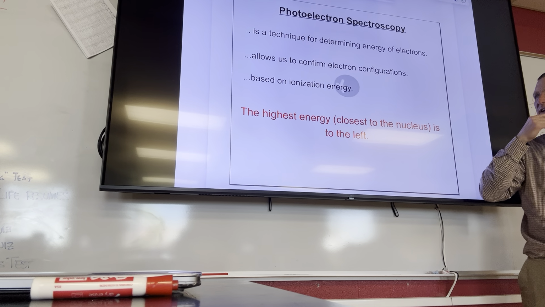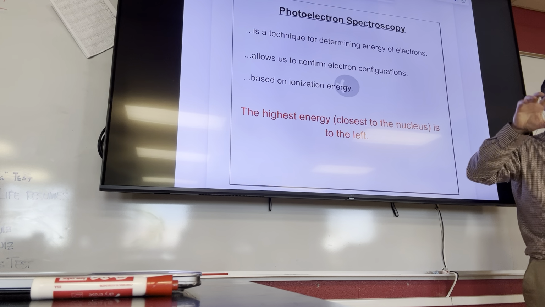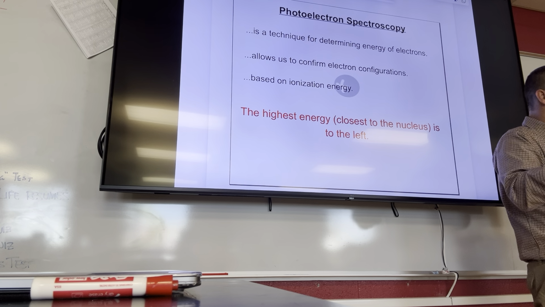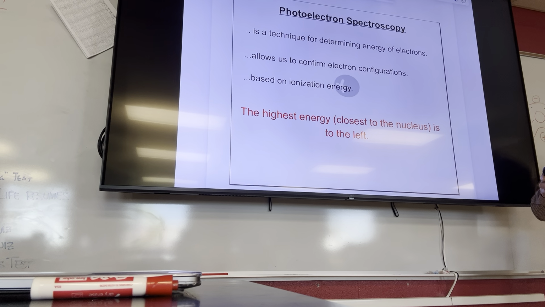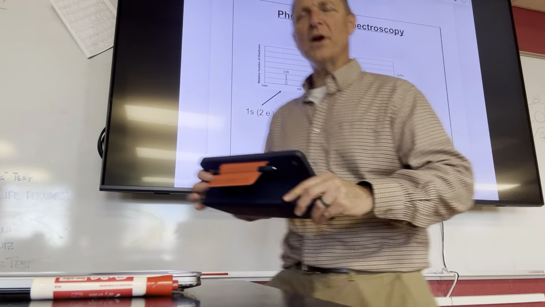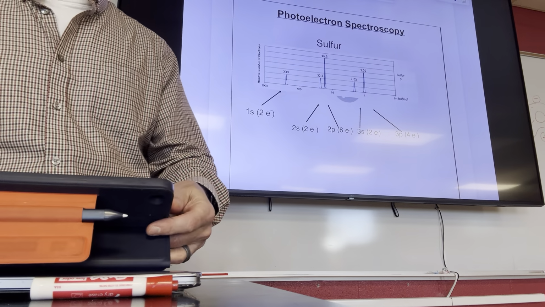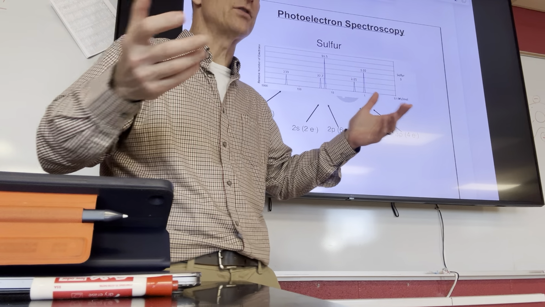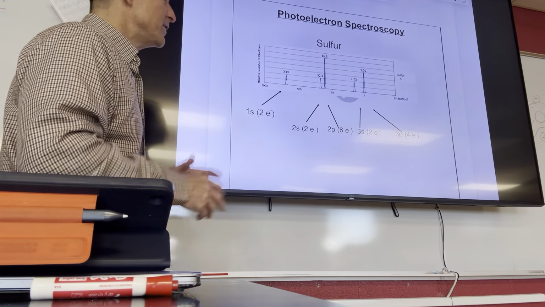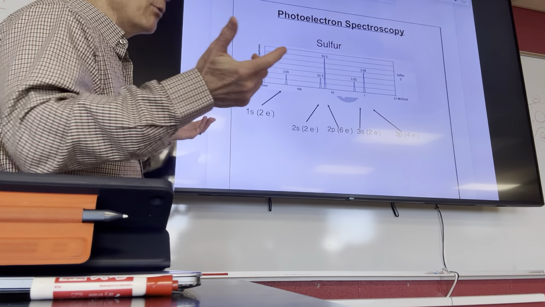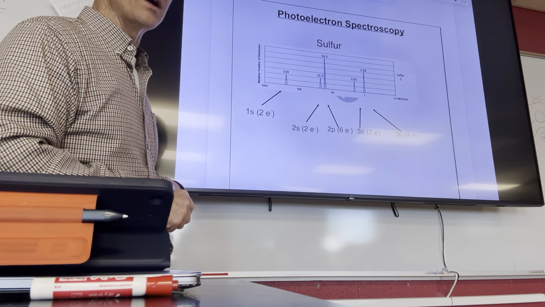The highest energy, which is closest to the nucleus, like the 1s electrons, is farthest left. Now, that's not going to mean anything until you see the spectrum itself. So let's take a look at this. Once you get the hang of this, PES is very simple. I'm not trying to teach you something that's all complicated, that you're going to have to spend hours tonight trying to figure out. This for sure will be on the AP exam that you take on Tuesday next week, and it may wind up on the exam you take tomorrow as well.